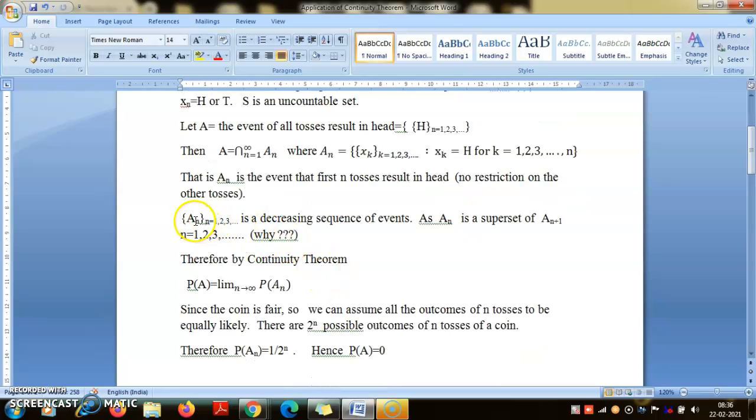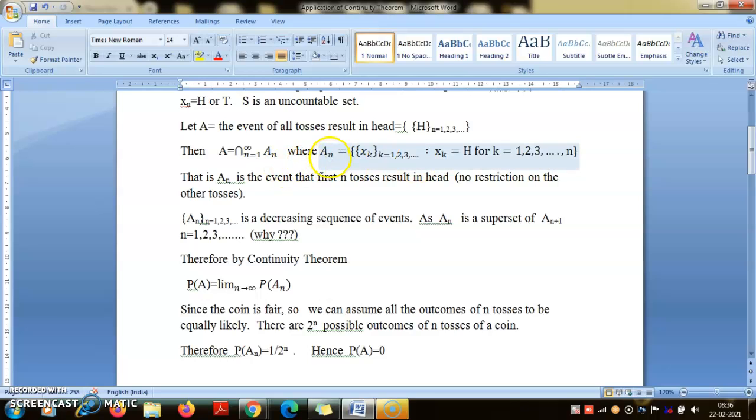Now it is a matter of verification that An is a decreasing sequence, that is, An is a superset of An plus 1. I think you can easily verify that, because for An plus 1, we will have to put the extra condition that xn plus 1 is head, but for An you do not have that condition on xn plus 1.